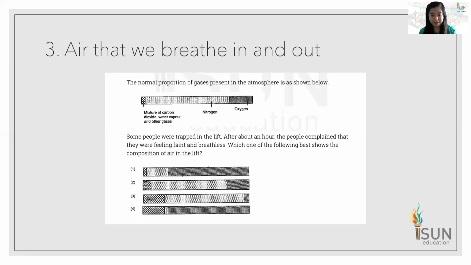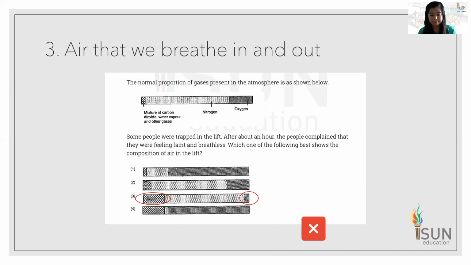All right, time's up. And your answer is? Is this your answer? Well, I have more than 90% of the students choosing this answer because they said that carbon dioxide will increase and oxygen will decrease. This is not true. Why?